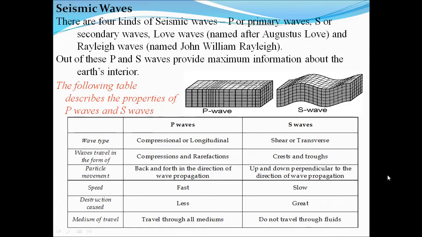Now, to understand the characteristic features of seismic waves, there are four kinds of waves: P waves or primary waves, S waves or secondary waves, Love waves and Rayleigh waves. Out of these four waves, P and S waves provide maximum information about the Earth's interior. The following table says everything about the P wave and S wave characteristics.